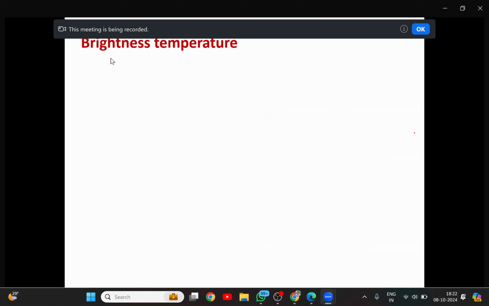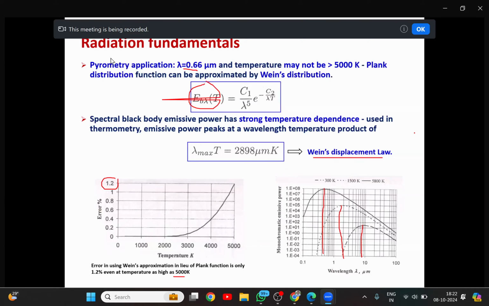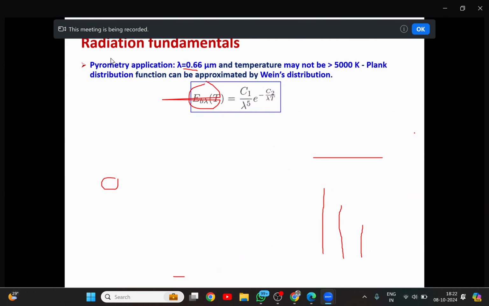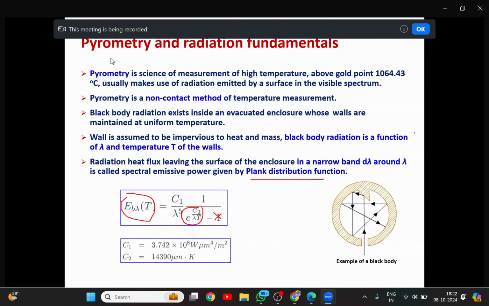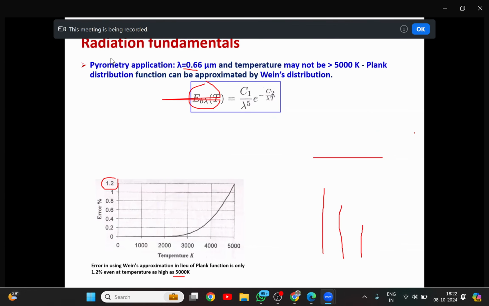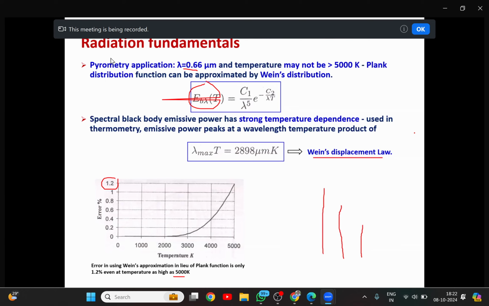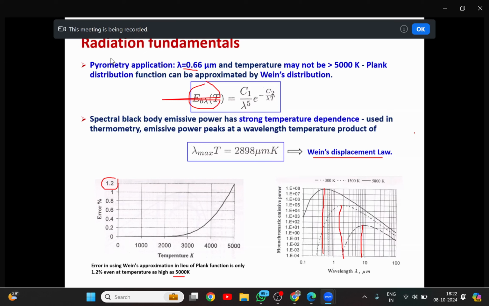So we talked about black body radiation, E_B lambda, from Planck's distribution function. Then we talked about Wien's distribution. Then we talked about Wien's displacement law, how spectral emissive power.